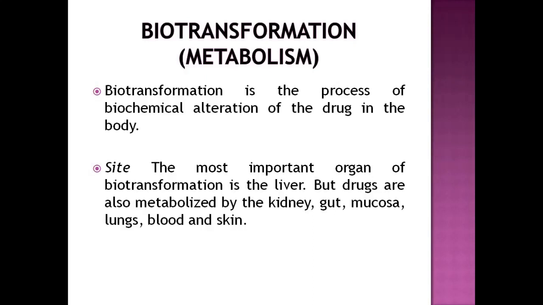Biotransformation is the process of biochemical alteration of the drug in the body. So, what is biotransformation? It is the process of biochemical alteration of the drug in the body. So, where does it occur? The site. The most important organ of biotransformation is the liver, but drugs are also metabolized by the kidney, gut mucosa, lungs, blood, and skin. So, most of the time, the metabolism occurs in the liver, and that is known as the first pass metabolism.